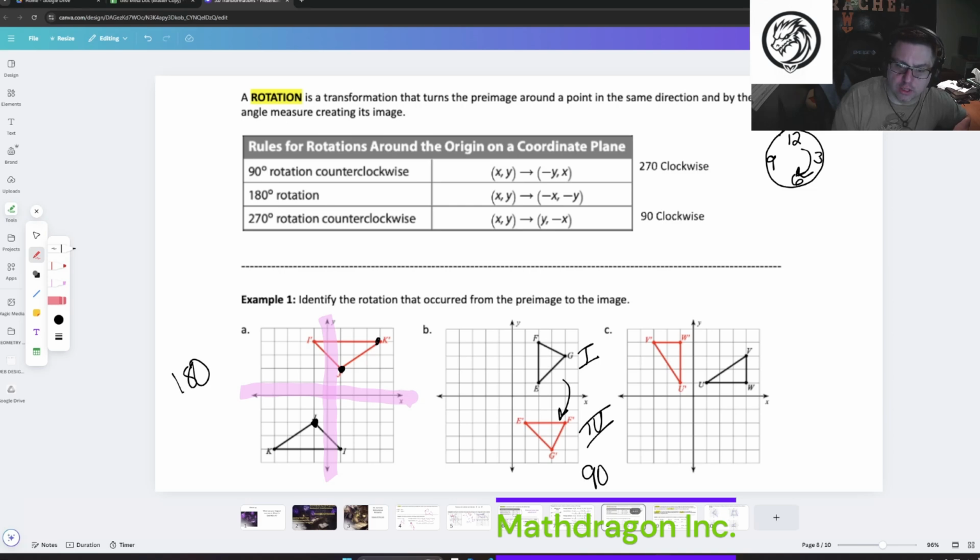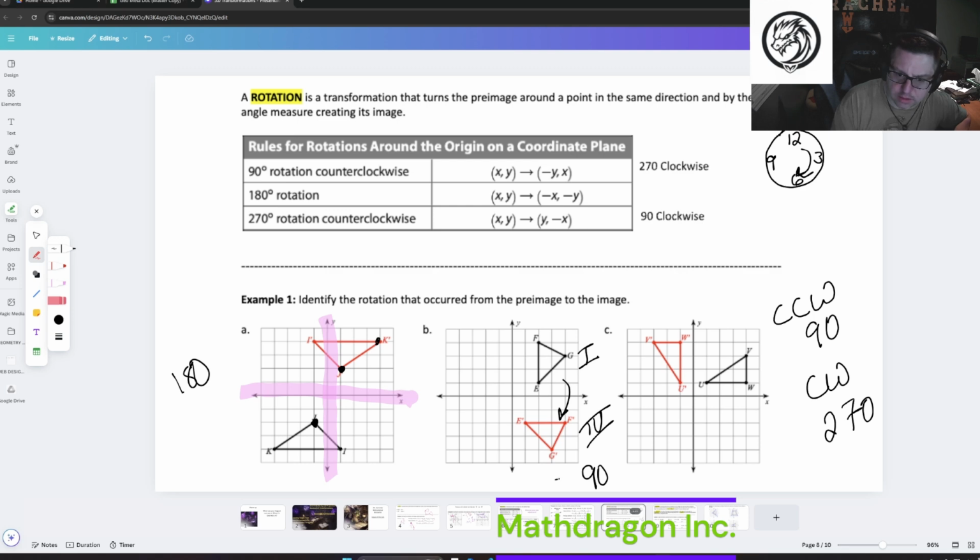So each one of these turns, whether I go from here to here or here back to here, is 90 degrees. 2 turns is 180, 3 turns is 270. So like this one, we turn it back counterclockwise, 90 degrees, or clockwise, 270.